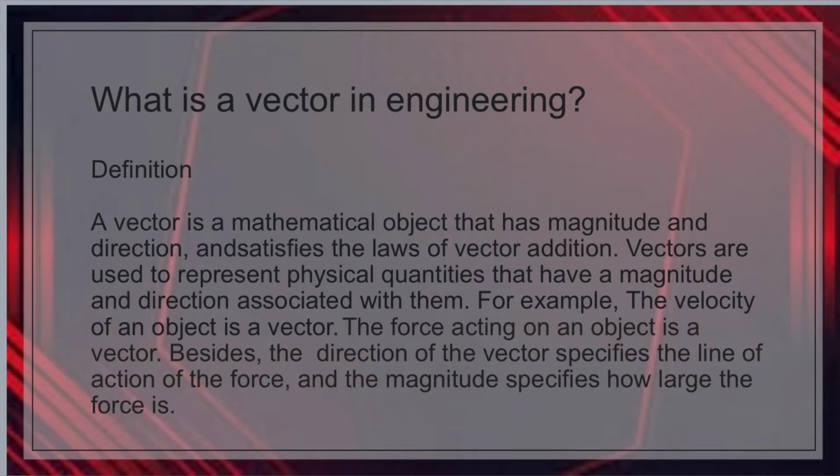For example, the velocity of an object is a vector. The force acting on an object is a vector. Besides, the direction of the vector specifies the line of action of the force, and the magnitude specifies how large the force is.